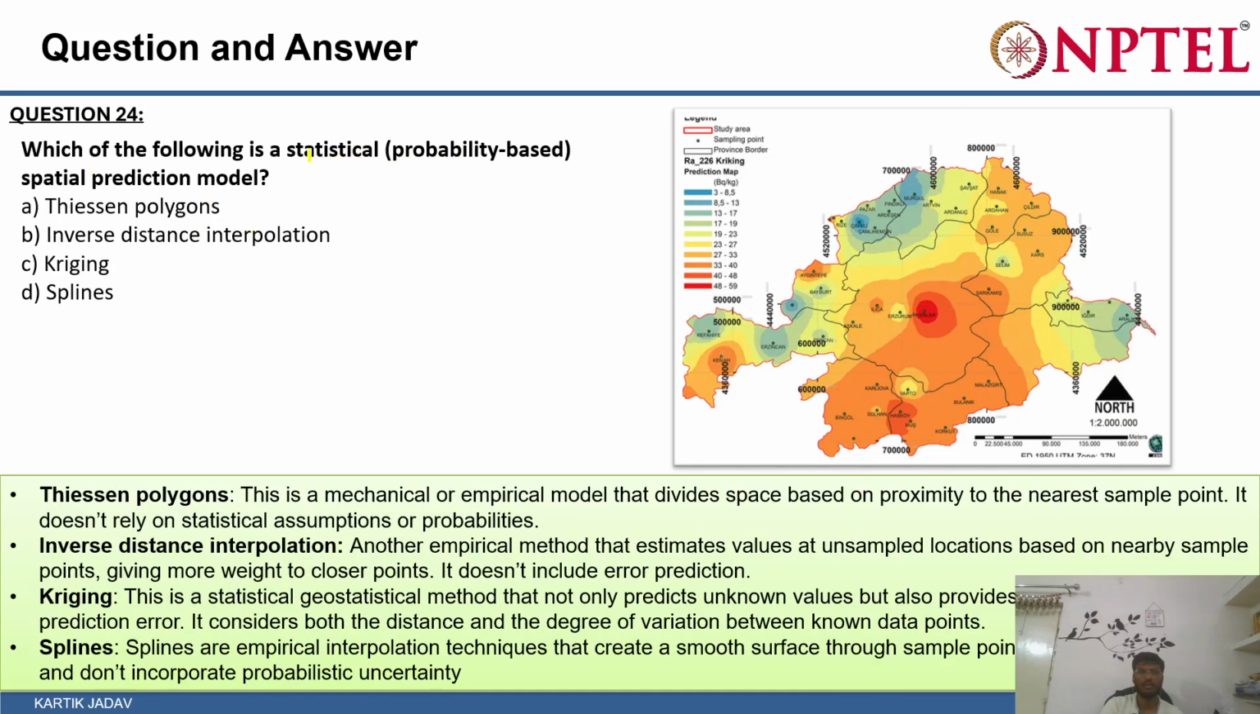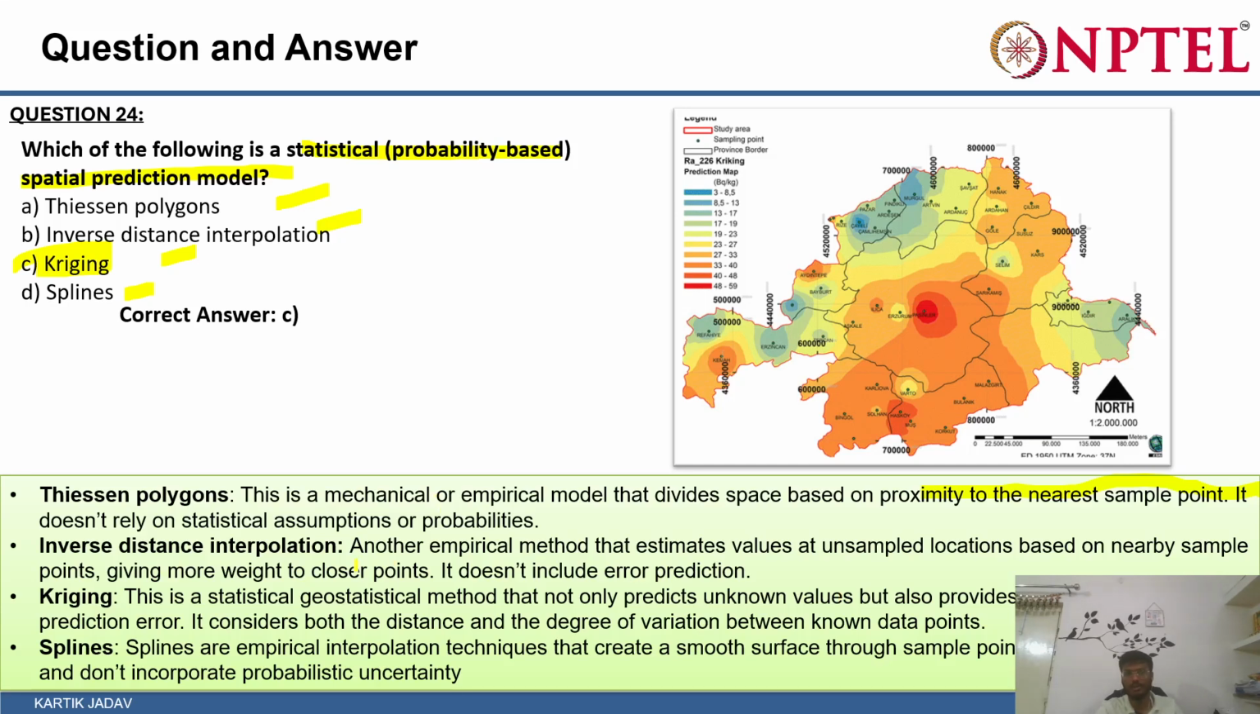Okay. Question number 24. Which of the following is a statistical probability based spatial prediction model? Thiessen polygon, inverse distance interpolation, kriging, or spline. So we know that among these, kriging is a statistical spatial prediction model. So the correct answer is option C. While Thiessen polygon is a mathematical or empirical model that divides space based on proximity to the nearest sample point. It doesn't rely on statistical assumptions or probabilities.